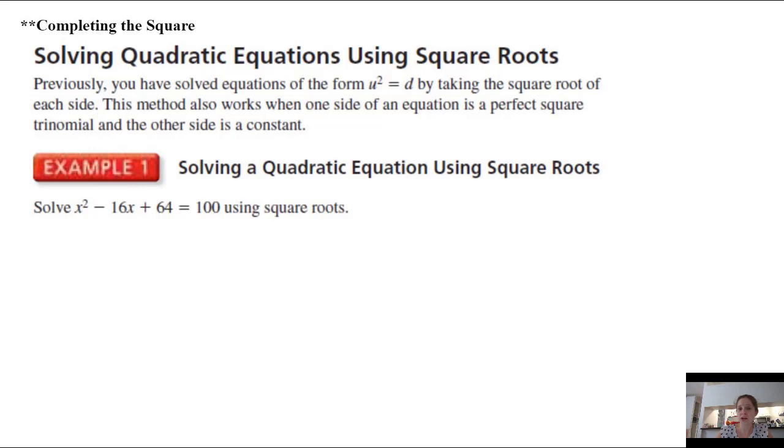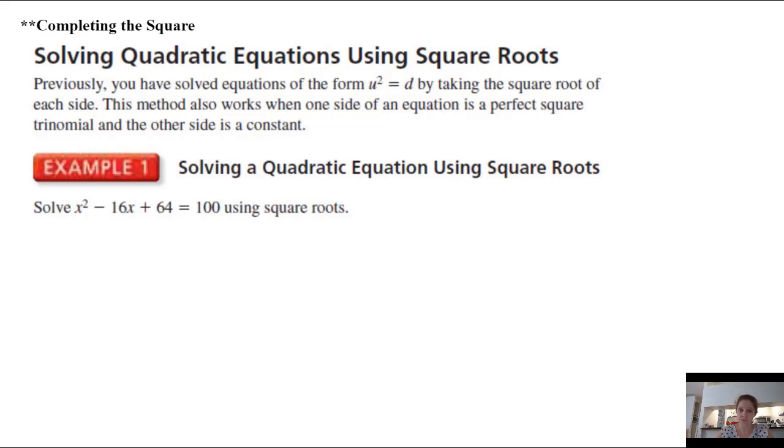So we're going to be solving quadratic equations using square roots. Previously, you solved equations of the form u squared equals d by taking the square root of each side. This method also works when one side of the equation is a perfect square trinomial and the other side is a constant. Example 1, we're going to be solving using square roots.